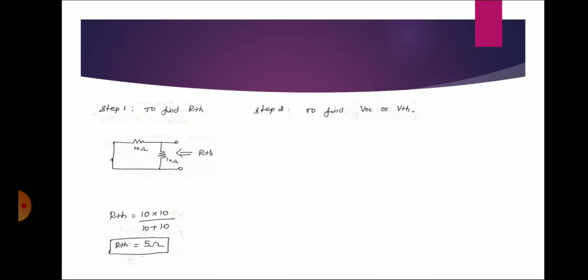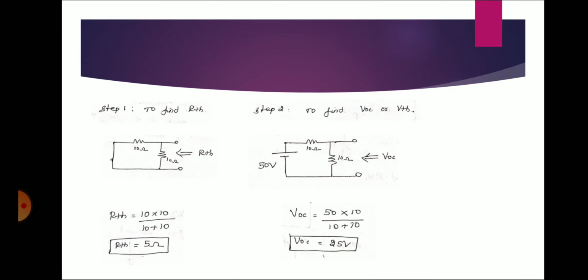In step 2, to find the VOC or VTH, remove the load resistance. So VOC is equal to VAB equal to 50 into 10 divided by 10 plus 10, that is total voltage into same resistance divided by total resistance. The VOC value is 25 volt.